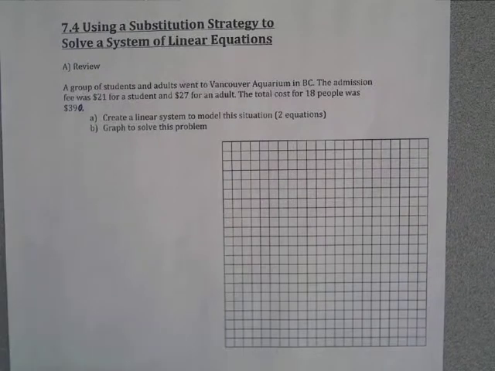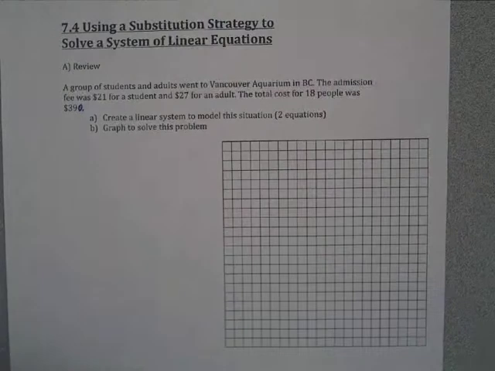So, a group of students and adults went to West Vancouver Aquarium in BC. The admission fee was $21 for a student and $27 for an adult. The total cost for 18 people was $390. Create a linear system to model this, two equations, and graph to solve this problem.